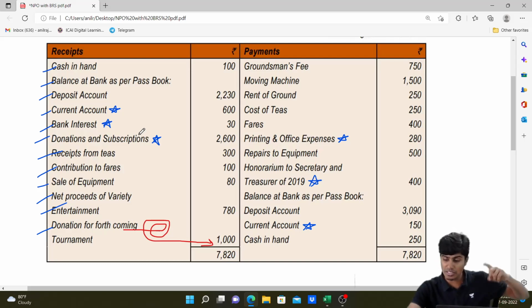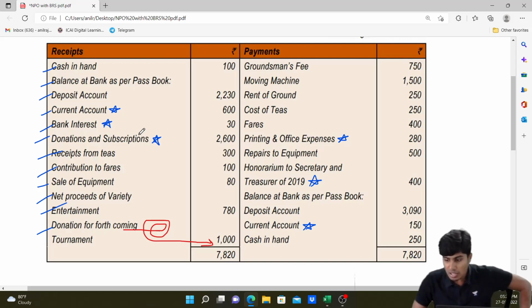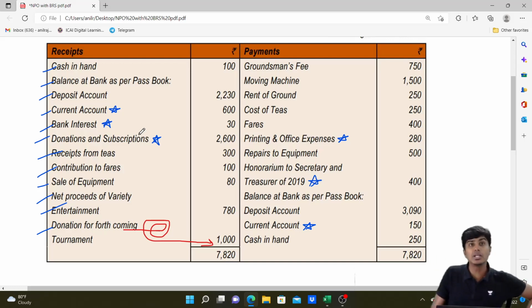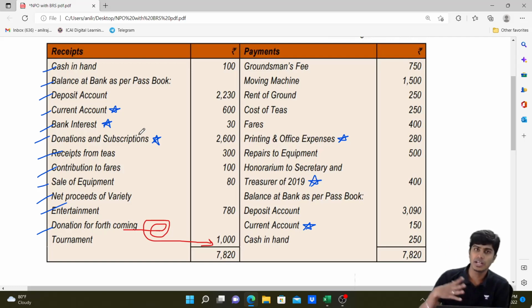So the year in which this tournament will be conducted is the year in which it will be recognized to income and expenditure. So as of date, we cannot transfer this money to our income and expense. We will keep this money in our balance sheet as a liability in the current year. If in the next year we are conducting this tournament, in the next year we transfer it from the balance sheet liability to the income and expenditure income side.